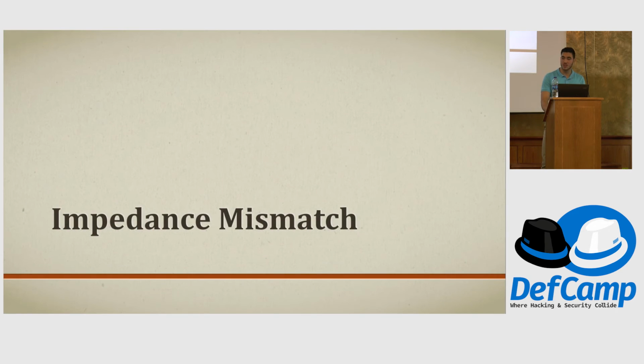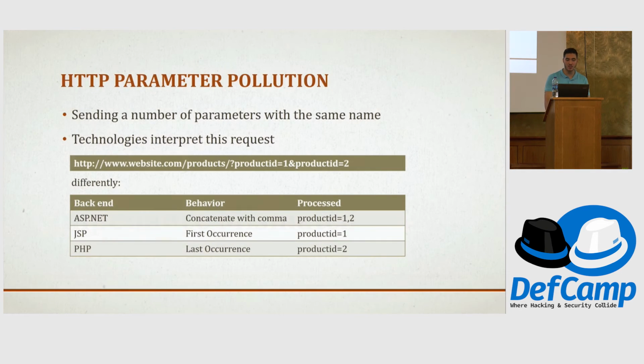Okay. The second category is impedance mismatch. Again, what we try here is to find a payload that is interpreted by the WAF differently than by the backend. A very famous technique is called HTTP parameter pollution. What we do is send a request with a number of parameters with the same name. For instance, website.com/product?productID=1&productID=2. So we have the same parameter name with 2 different values.